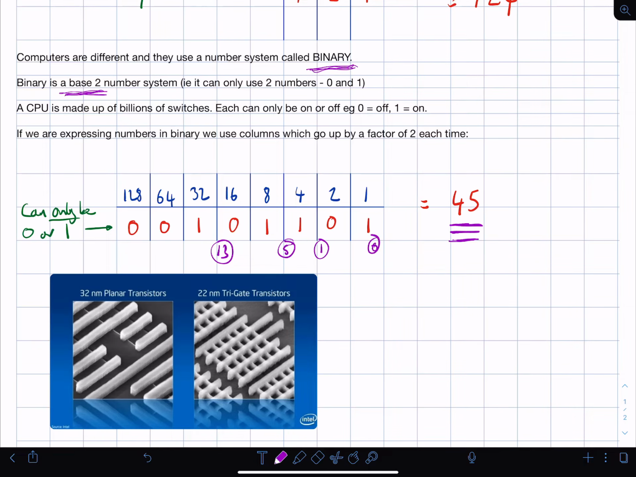So this number here is the binary number for 45. This is how we would express that denary number to a computer in binary. And we use binary because the switches or transistors in a CPU can be in only one of two positions, either on or off.